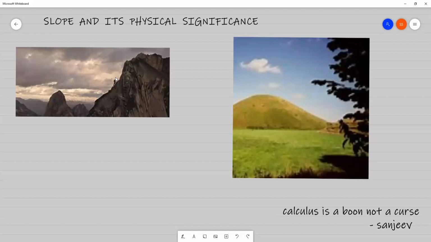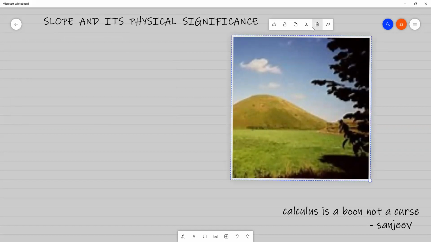Anyone will say that this part of the mountain is very, very hard to climb because the slope of this mountain is very, very high. So this mountain is steeper. That is what you understand by slope. Now I am going to give you two diagrams and let's discuss. In the first part of the lecture, we will discuss the physical meaning of slope.